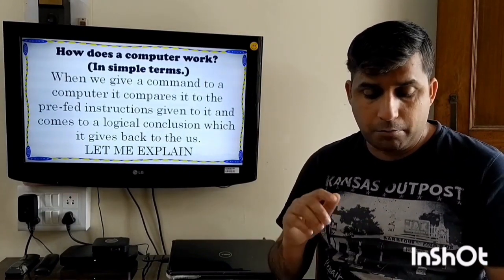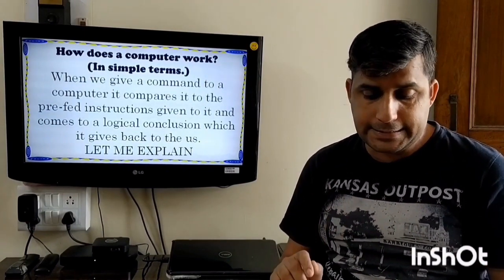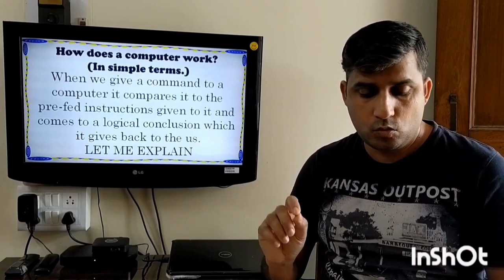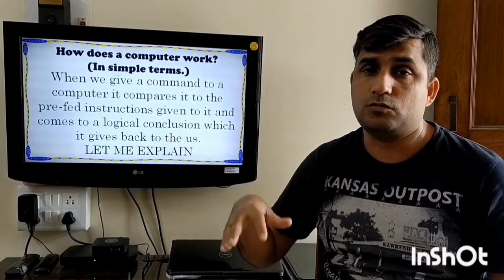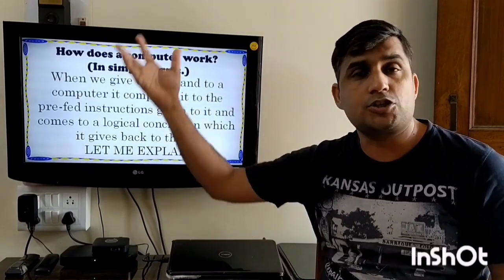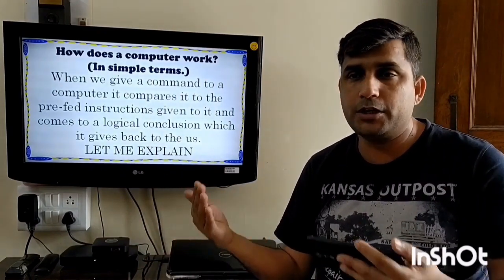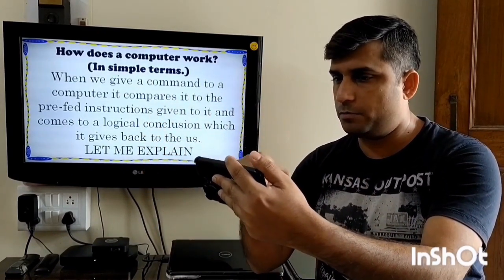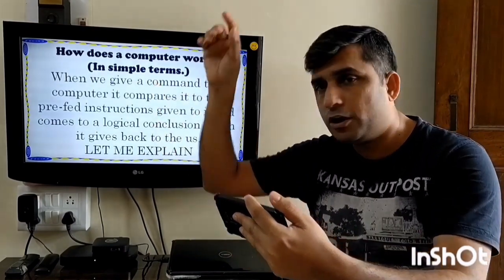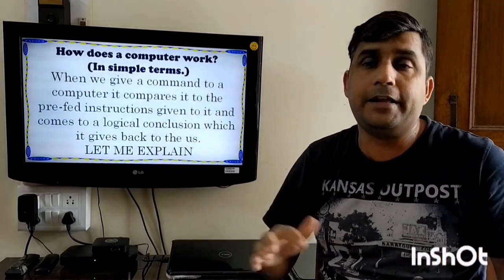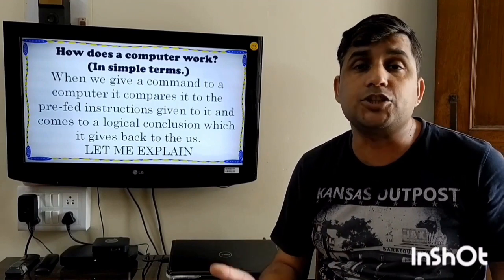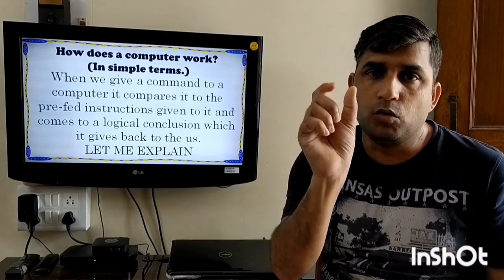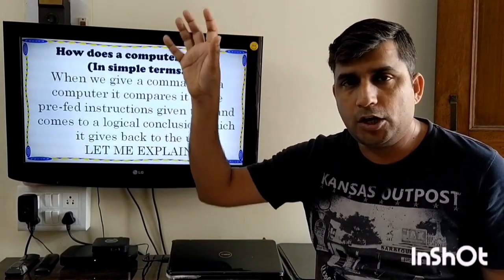Okay, when we give a command to the computer, it compares it to the pre-fed instructions. As I just discussed, all the instructions are already given. Now what the computer does is, it puts both the instructions together. Okay, this is the problem, this is the solution. Like you are finding the meaning of a word in the dictionary. Alright? You have a word, you find the meaning of the word.